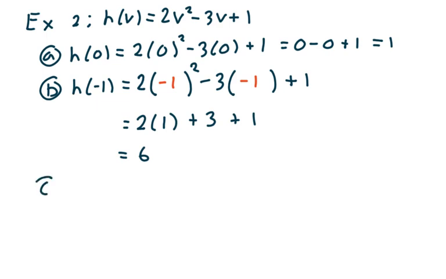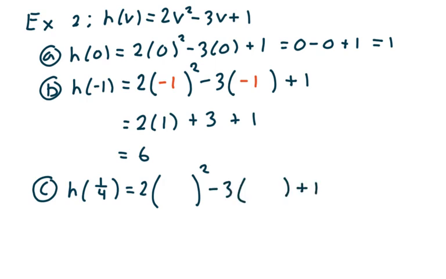And then let's take a look at C. Suppose I had h of 1/4. Now again, I can replace the v with open parentheses if you find that helpful, right? And in those open parentheses, I'm going to put 1/4 right here. So this is 2 times 1/16 minus 3 over 4 plus 1.